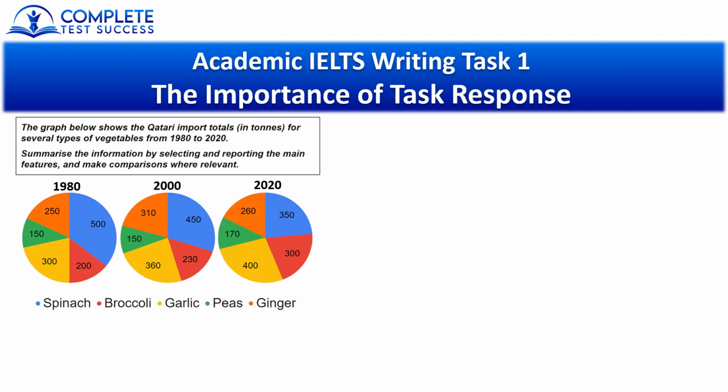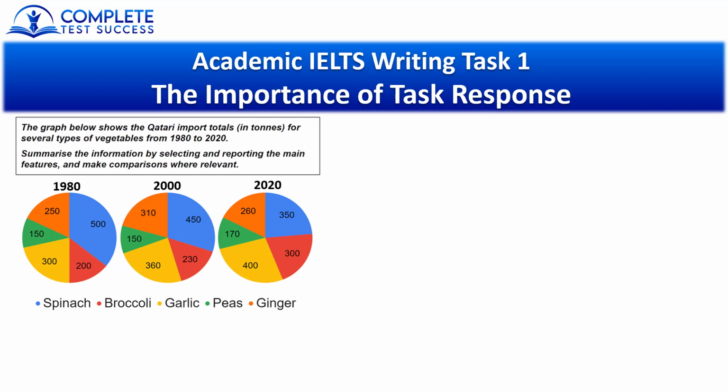So here we see three pie charts, one for 1980, one for 2000, and one for 2020. And as with any overview, you first need to analyze the data and see what changes have occurred. So we're just going to look at the difference between 1980 and 2020 for the overview. What happened in 2000 isn't that significant until we're describing the categories in detail later on in the essay.